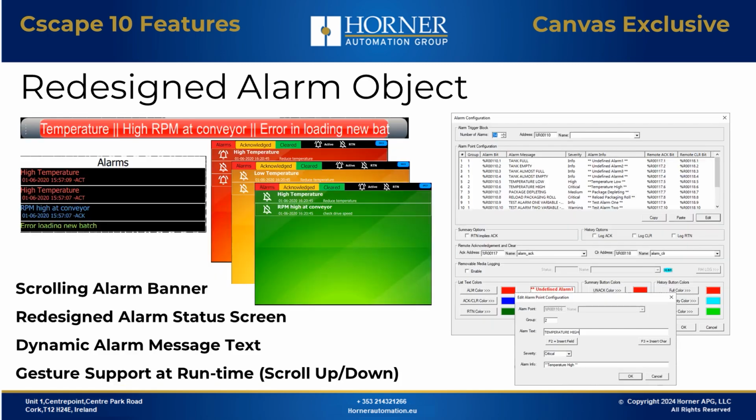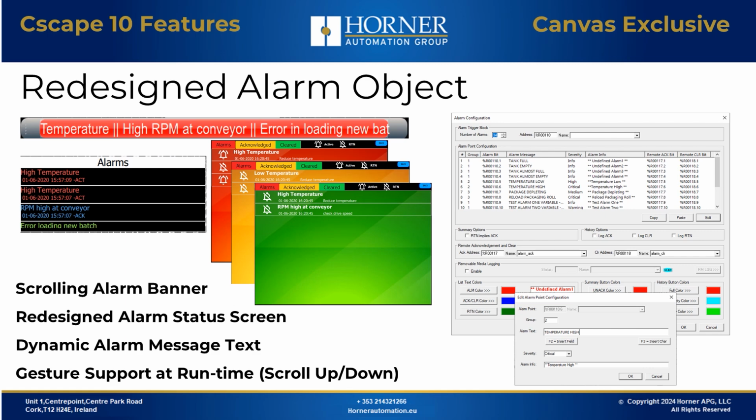You also have a lot more tools in Cscape 10 for displaying and enunciating alarms, including an alarm banner that will only display if you have an active alarm, and will scroll across the screen with an alarm message if it has multiple alarms or the alarm message is too long to be displayed in one time on the top of the screen.